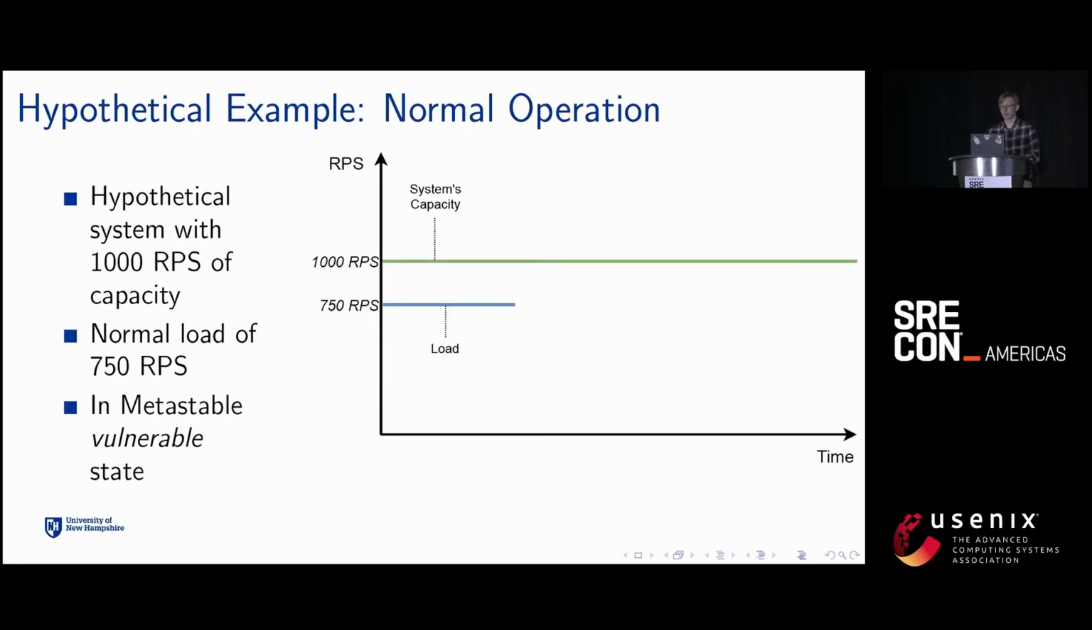So I'm going to talk about a hypothetical example, right? Let's pretend we have a toy system that has a capacity to serve 1,000 requests per second. And under normal conditions, we are serving about 750 requests per second, right? So we're getting pretty high to the capacity of the system, but not over the board yet, right? And this system is in what I call metastable vulnerable state.